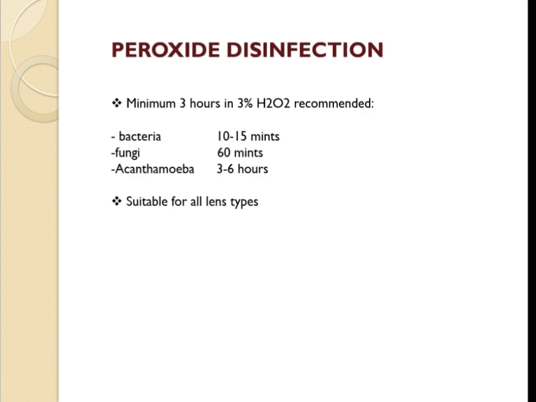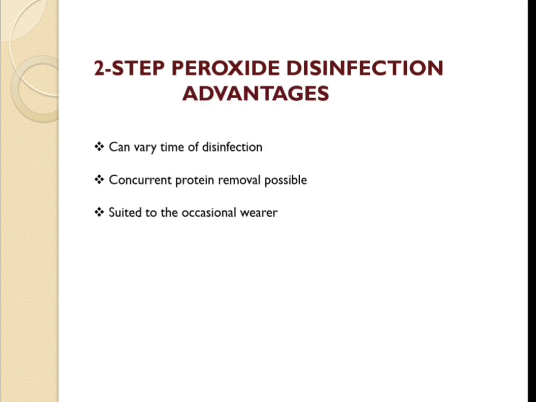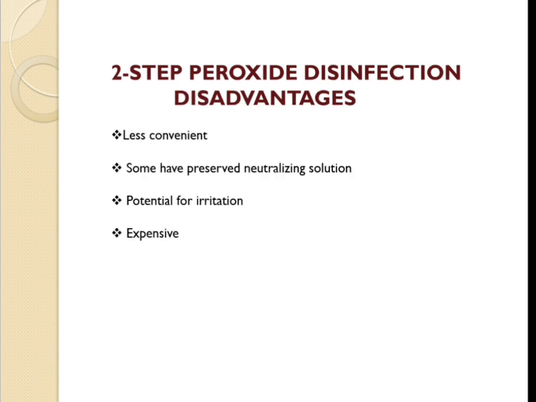Next is the peroxide disinfection. A minimum of 3 hours is needed in this. Killing bacteria takes 10 to 15 minutes, fungi 60 minutes, and Acanthamoeba 3 to 6 hours, and it is suitable for all lens types. So the 2 step has the advantages that the time of disinfection can vary, concurrent protein removal is possible, and it is suited to the occasional wearer.